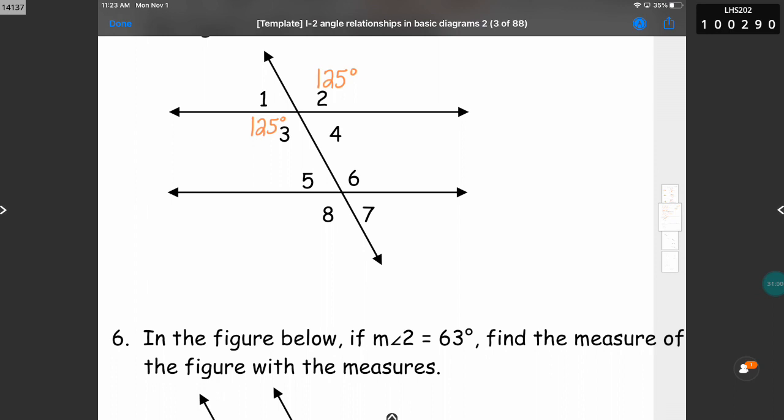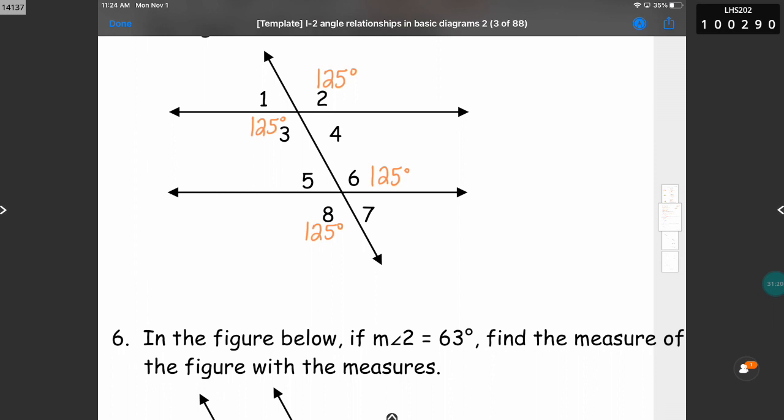Okay, I heard somebody say 6. Why 6? It's corresponding. Yeah, you always want to go back to the one it's giving you. So if it gave you 2, I want to go back to 2. How is 6 related to 2? It's corresponding.